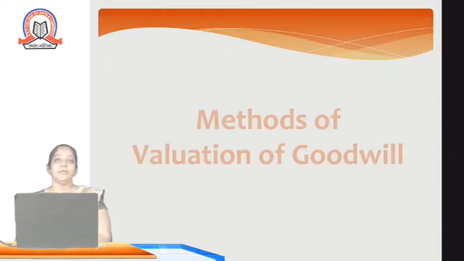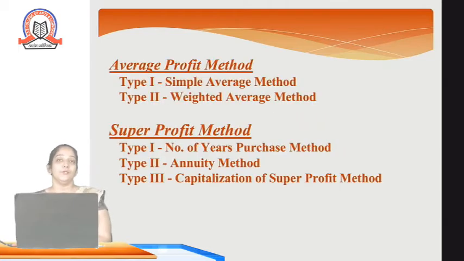Next, we have methods of valuation of goodwill. Now, there are two main methods by which we can calculate the goodwill. Number one, we have the average profit method, and number two, we have the super profit method. For the average profit method, there are two subtypes. We have type 1, which is the simple average method, and type 2, which is the weighted average method. Now, in simple average, what are the steps with the help of which we can calculate the value of goodwill, and also in weighted average, what are the steps with which we can calculate?